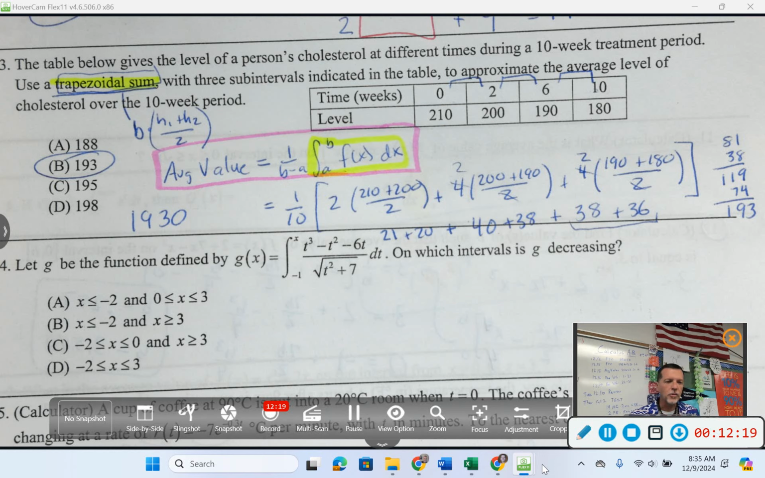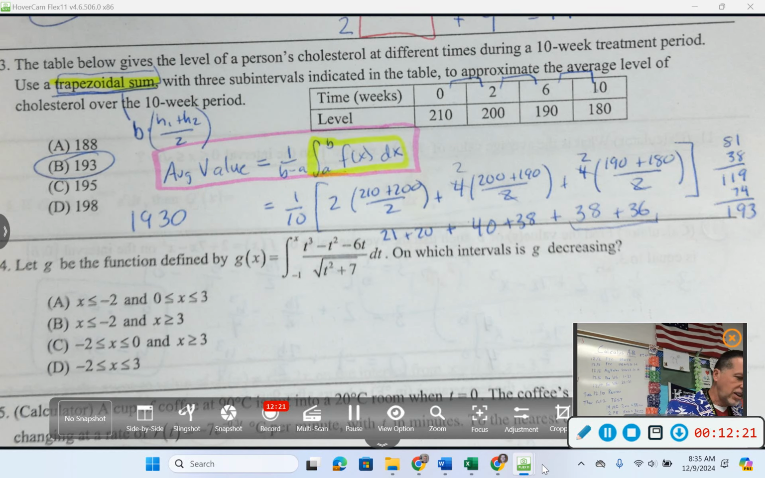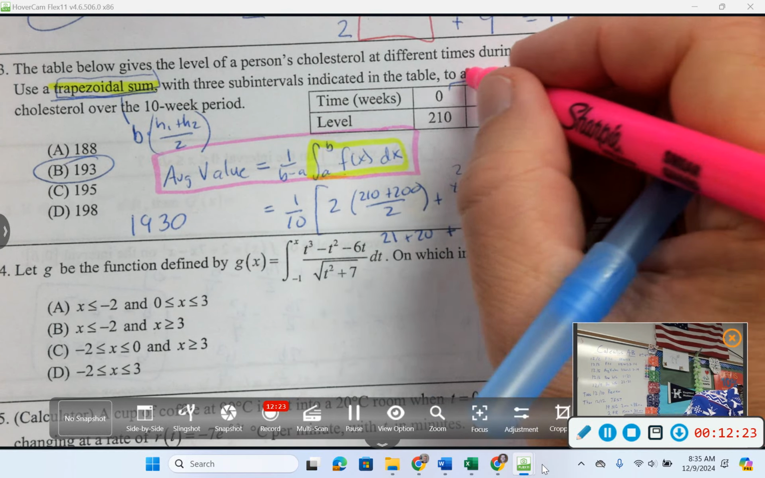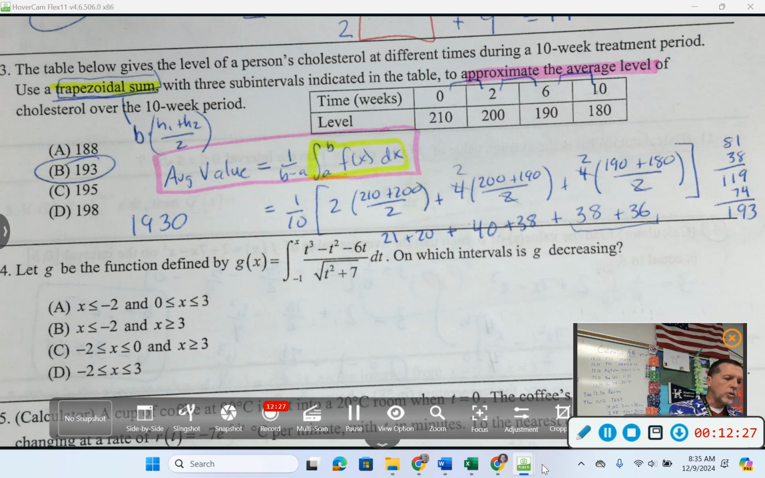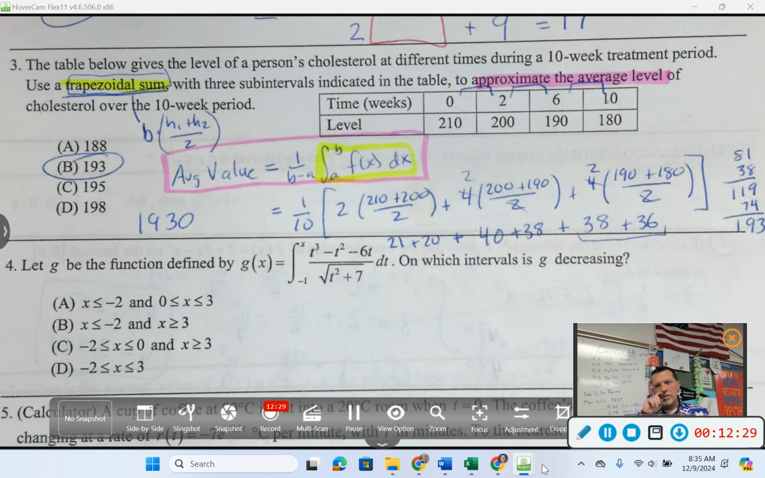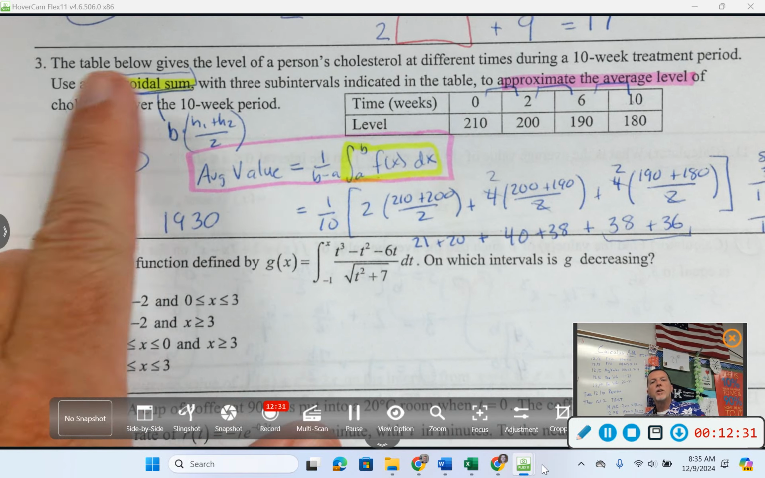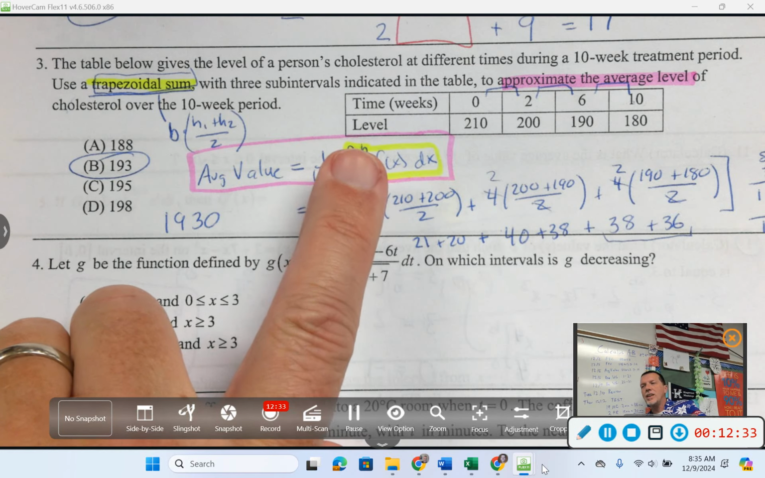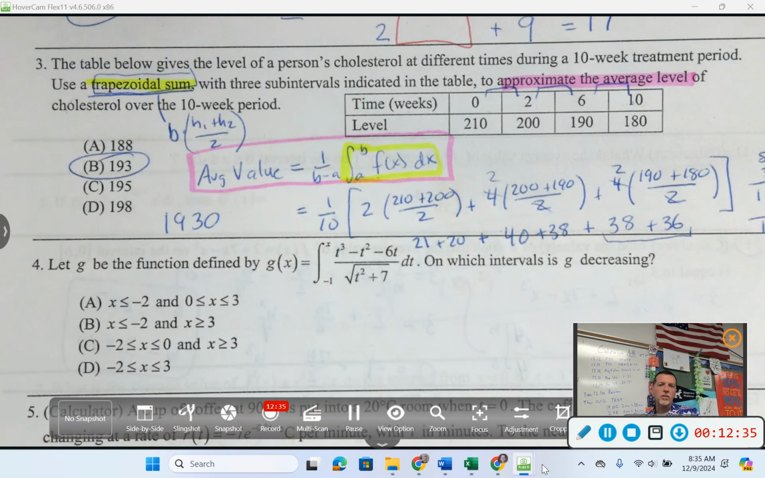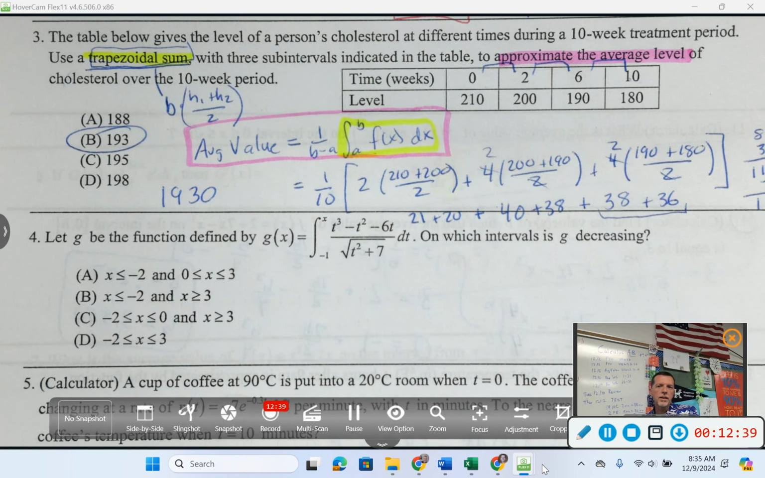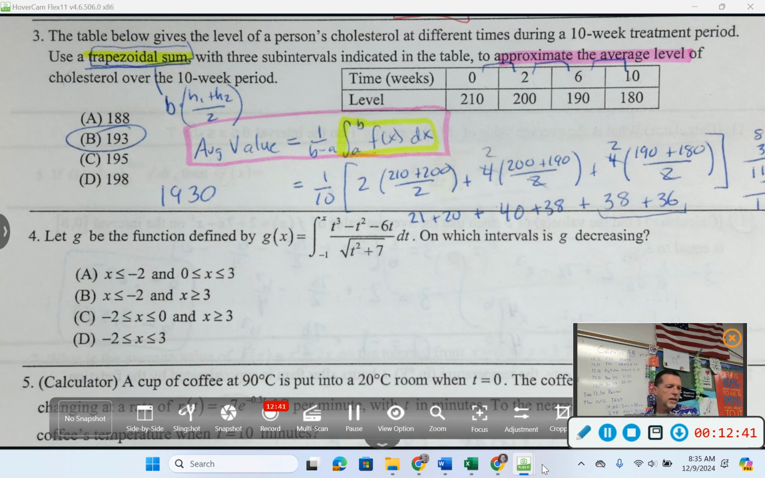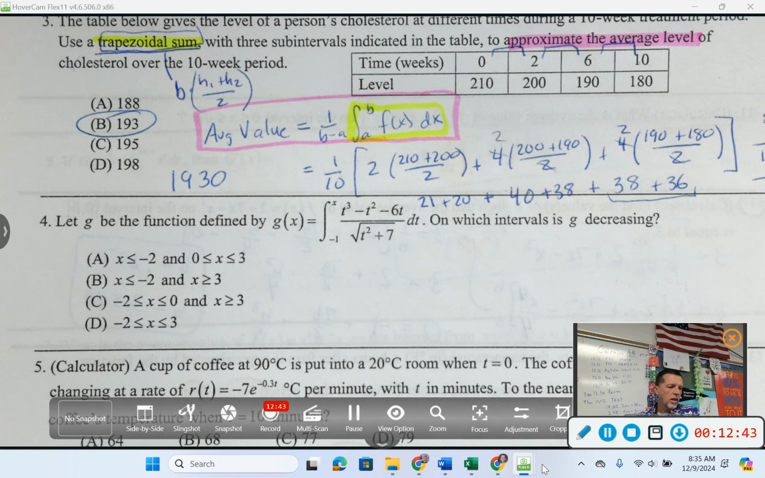So be careful. Read the question. Make sure you understand what you're going for. Average value using the trapezoid sum. So don't just do the trapezoid sum. Use the trapezoid sum in the pursuit of the average value. Just keep going.